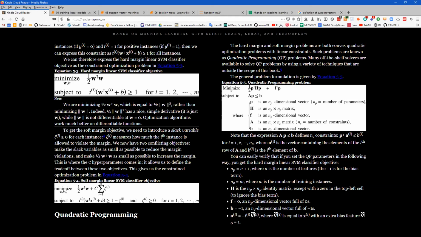So number 7. How should you set the QP, or quadratic programming, parameters H, F, A, and B to solve the soft margin linear SVM classifier problem using an off-the-shelf QP solver?